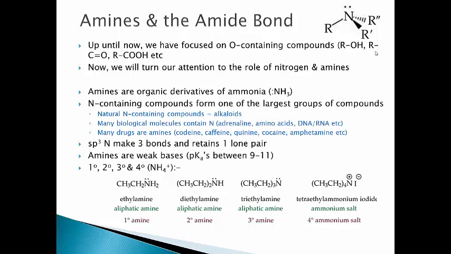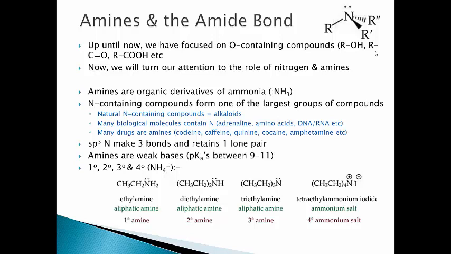Nitrogen containing compounds form one of the largest groups of compounds. There are lots of naturally occurring nitrogen containing compounds known as alkaloids, and lots of biological molecules contain nitrogen. Some examples are adrenaline, your amino acids, DNA and RNA. A lot of drugs contain amine functional groups within them. Codeine, caffeine, quinine, cocaine and amphetamine are a couple of examples.